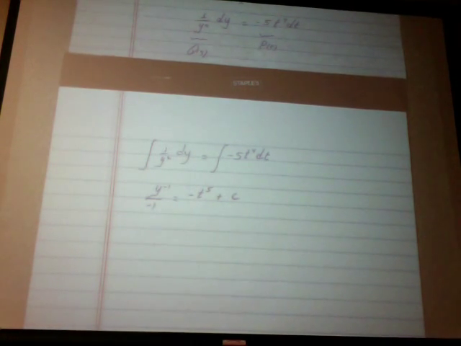Okay? Both sides yield a constant of integration, and we just collapse those two into a single constant of integration. We call it c, put it on the right-hand side. Okay? That's what makes a general solution.